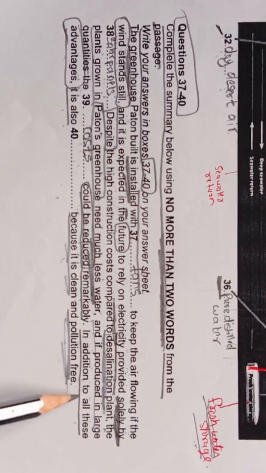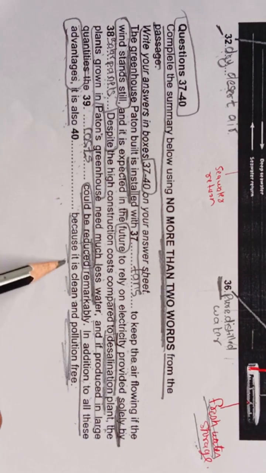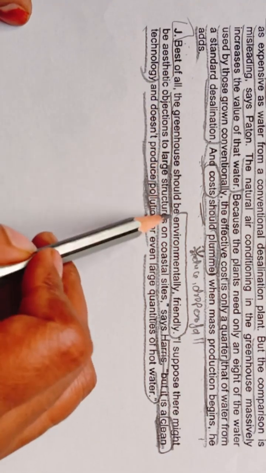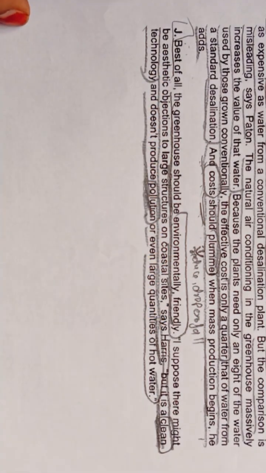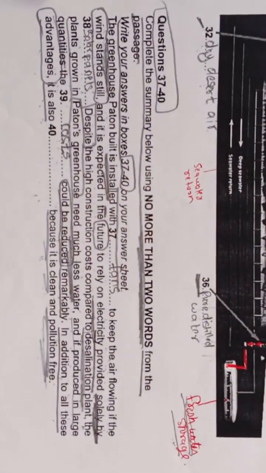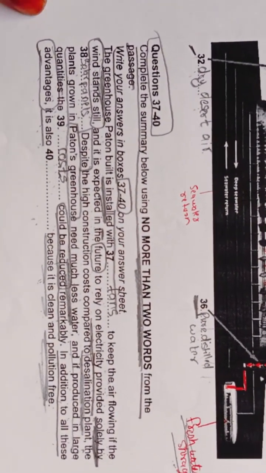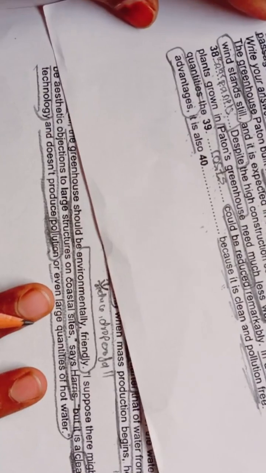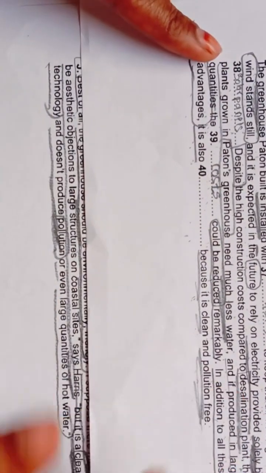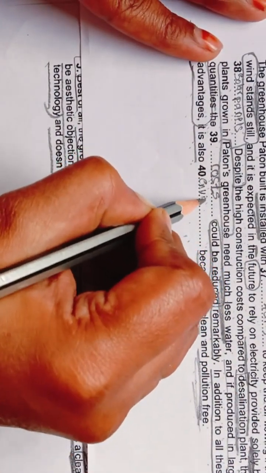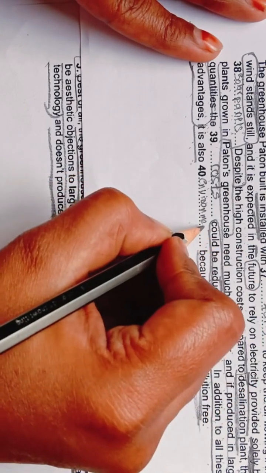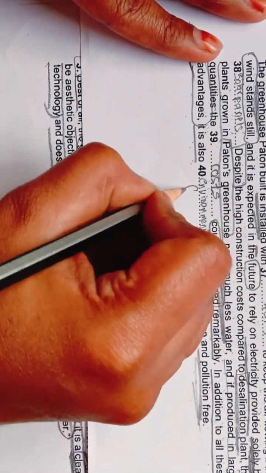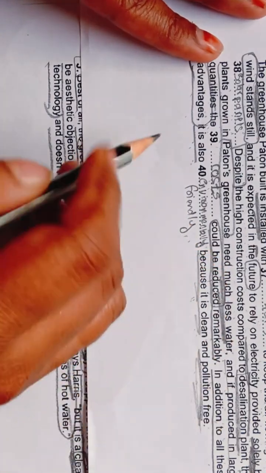So let's see. In addition to all these advantages, it is also dash because it is clean and pollution free. So best of all, the greenhouse should be environmentally friendly. Okay. So we are getting our answer. Our answer will be environmentally friendly. Okay. So we will write. So look for the spellings. Spellings are very important. Environmentally friendly.